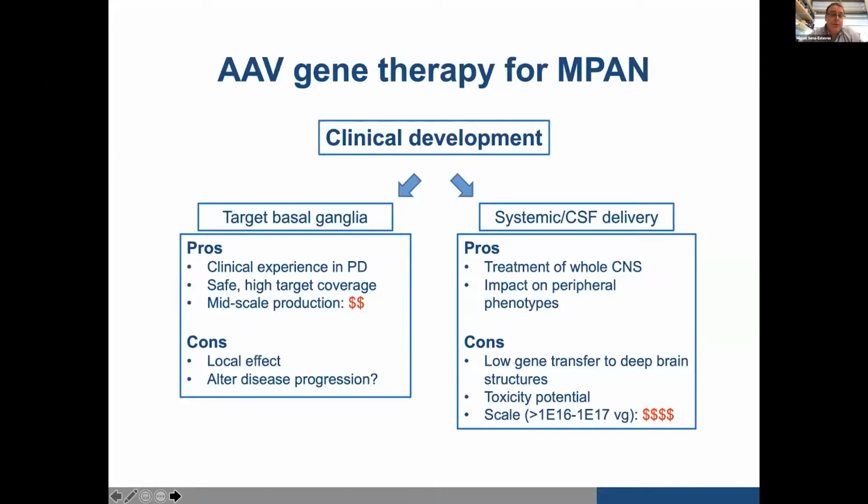Now, as I've told you earlier, the con of this approach certainly is the relatively low gene transfer in the brain. We're talking about a relatively small percentage of neurons that are transduced. Also, the fact that deep brain structures that clearly are part of the pathology or the neuropathology of MPAN are not transduced very effectively. It's spotty transduction at best. There is a potential for toxicity. That's something that we've learned relatively recently when we need to hit very, very high doses.